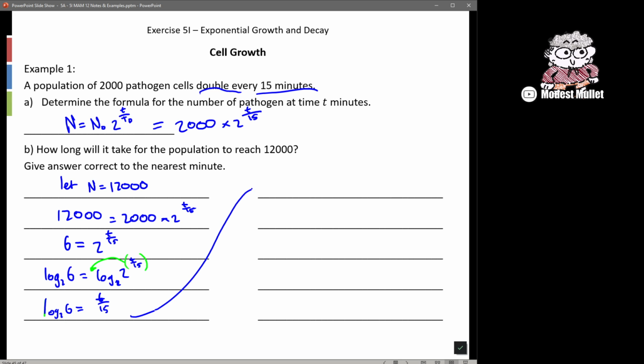Let's come up here and take the 15 over. So we get 15 log base 2 of 6 is equal to little t. So little t is equal to, put that in the calculator. Oh, that's log base 10. I don't want log base 10. I just pulled out my scientific. Let's bring out my CAS software. I apologise for the delay.